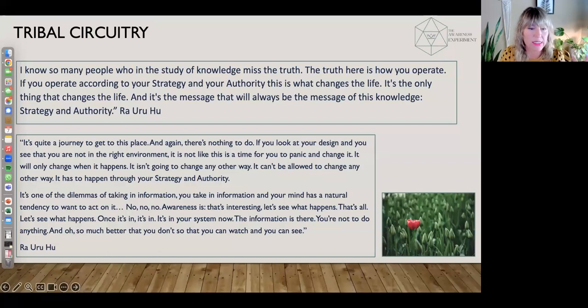And once it's in, it's in. It's in your system now. The information is there. You're not to do anything. And oh, so much better that you don't. So you can watch and you can see. And to me, that's the biggest thing, the 1-3 messaging is like, we've got all this knowledge, but now it's up to each of us to go and make it real by actually experimenting with it, moving that way, being that way, watching, doing less, say less.